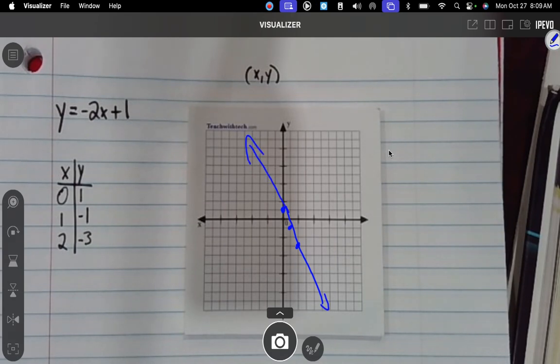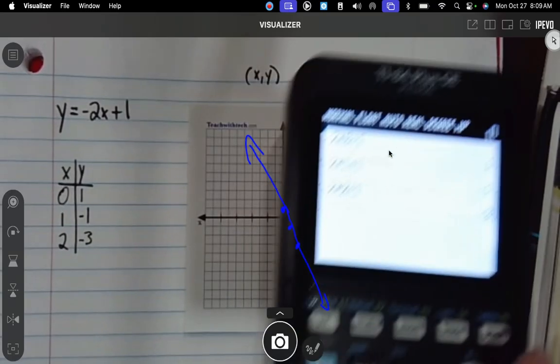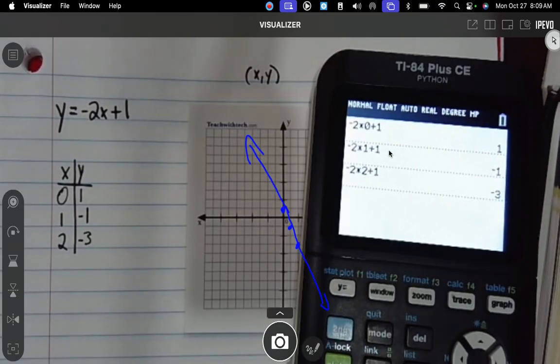I'm looking for that table and those 3 points. Do we understand this? Watch, I'll show you this. This is pretty cool. Okay, it says y equals negative 2x plus 1. For those that have this calculator, what's that top left button say?